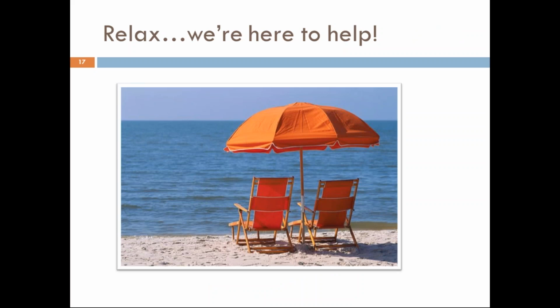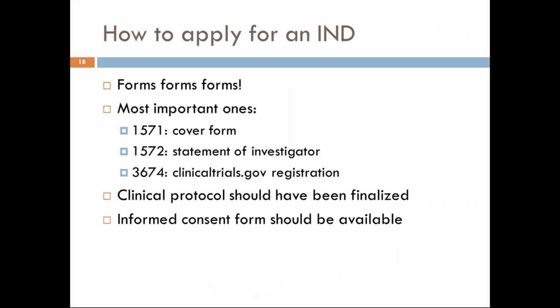So we're supported through the CCTS. So mostly it's forms, like I said. There's a couple of important ones. 1571 is kind of the cover sheet. It has lots of boxes, and I'll share it in a second. 1572 is kind of a statement of the investigator that says, I am doing this trial, here's my signature, and here's where I practice. And then you have to register your trial with clinicaltrials.gov.